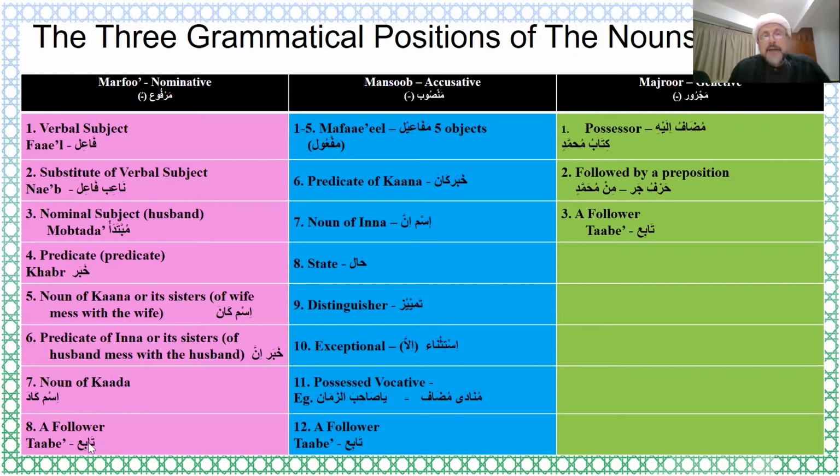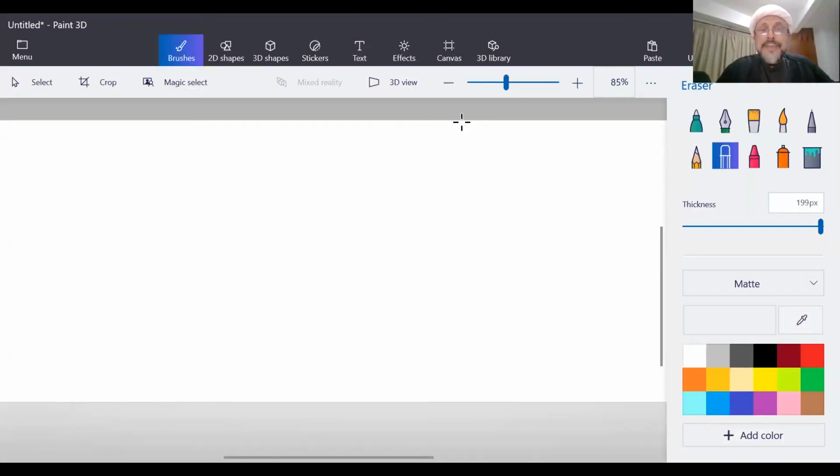And then with tabi'. Tabi' is a follower. So tabi' you'll find in mansub and in majroor. Why? Because the follower of marfu' is marfu'. Follower of mansub is mansub. Follower of majroor is majroor. So this follower you will find in 3 of them. And there are 4 followers we are going to tell you. But let's come back to this 1 to 7. Okay, let's see. So we have 8.